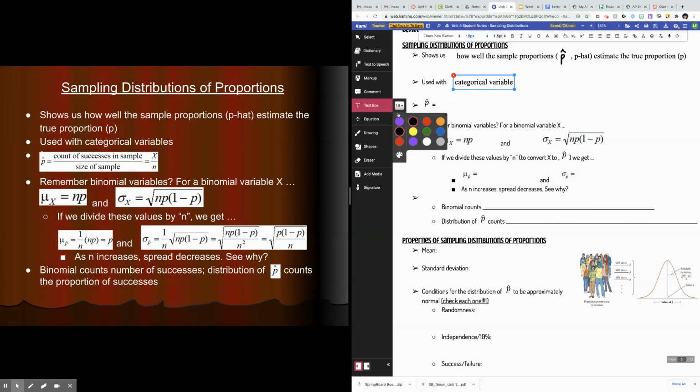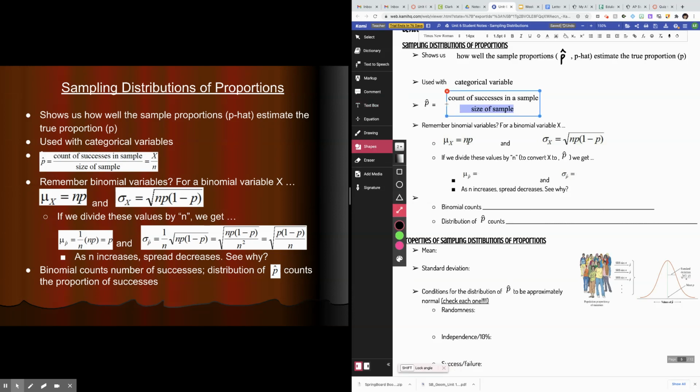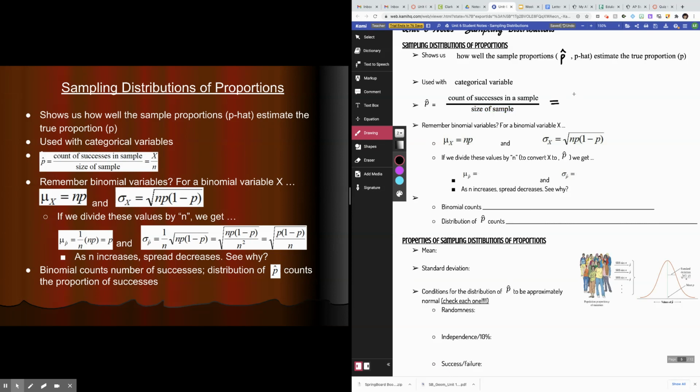The equation thing's not going to work very well for me, so I'm going to have to just write this out for you. Just as a quick reminder, p hat, a sample proportion, is just the count of successes in a sample divided by the size of the sample, which is basically capital X. If you remember from population distributions, X is your variable that you're looking at. So successes divided by the size of the sample, which is n.